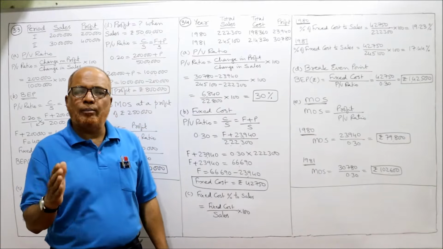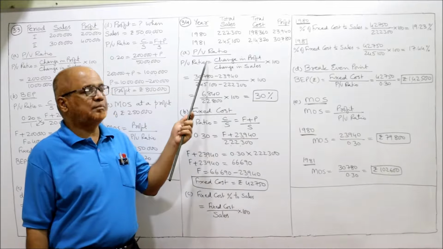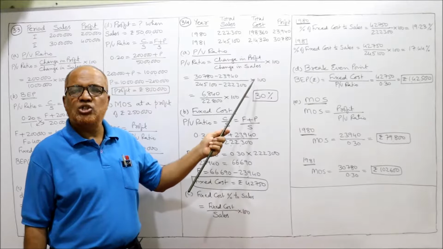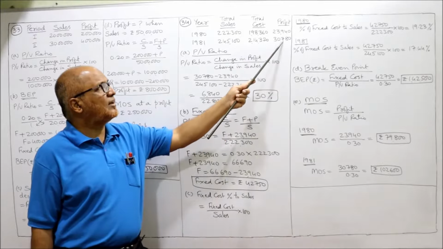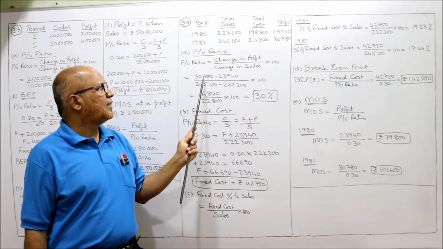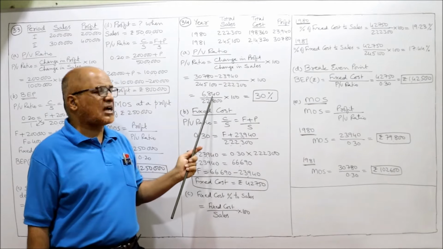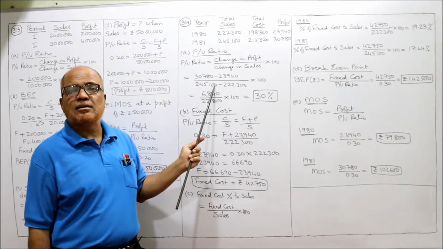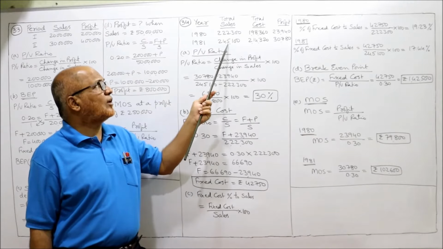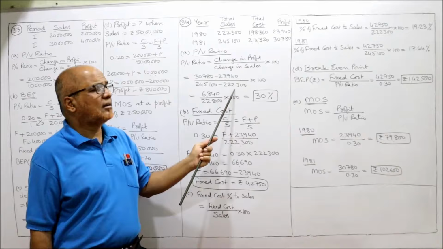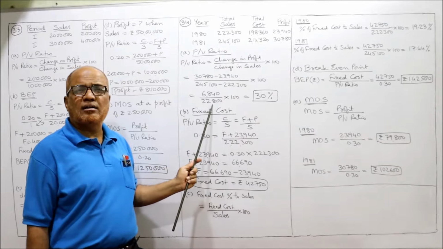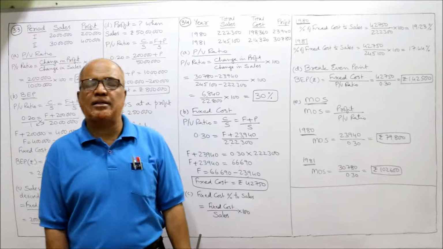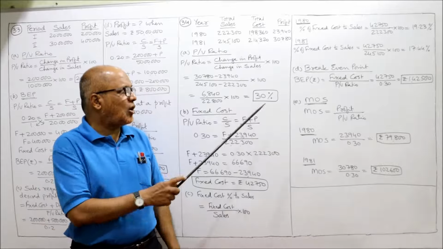Now we can attempt the questions one by one. The first question is PV ratio. PV ratio is equal to change in profit by change in sales into 100. Change in profit: 30,780 minus 23,940, 6,840 is the change in profit, divided by change in sales. तो सेल्स का डिफरेंस मालूम करेंगे, 2,45,100 minus 2,22,300. You will get the change 22,800. Now divide change in profit by change in sales into 100, 30%.